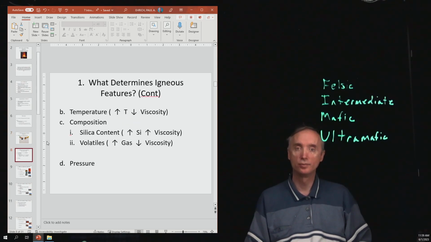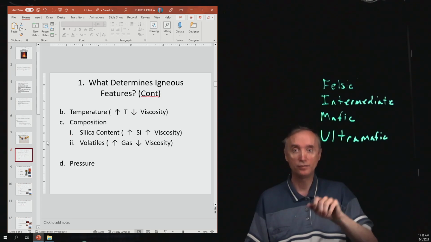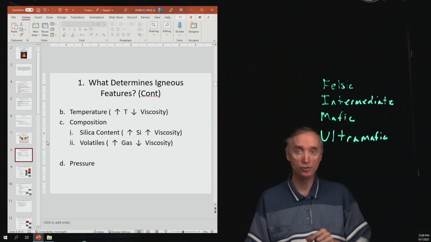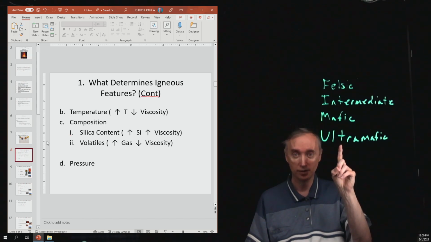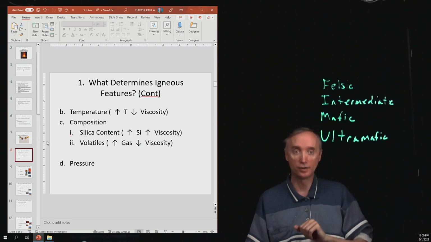So what determines what kind of igneous feature you are going to end up with? Another thing that's going to determine it is temperature. Again, let's look at maple syrup. Cold maple syrup is not runny. It's very sticky and it runs very slowly. If you heat up maple syrup, then it becomes runny. So as you increase the temperature, that is going to decrease the viscosity of a lava.